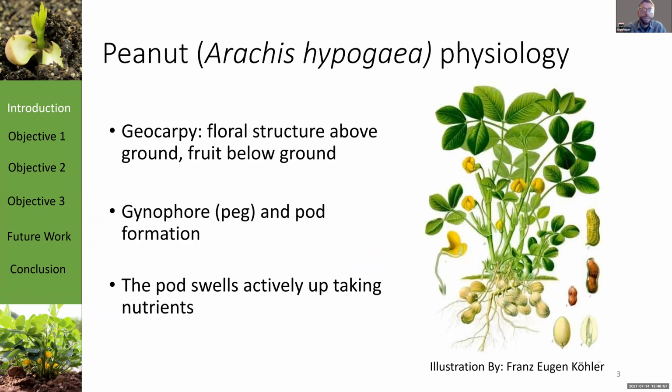So just a quick reminder of peanut physiology. Peanuts are known as a geocarpy plant, meaning they flower above ground and fruit below ground. So the way this works is that the flower is pollinated and then the peg or gynophore forms and then moves below ground where the pod then begins to grow and form.